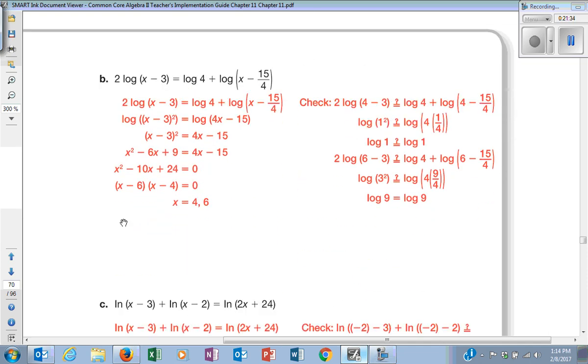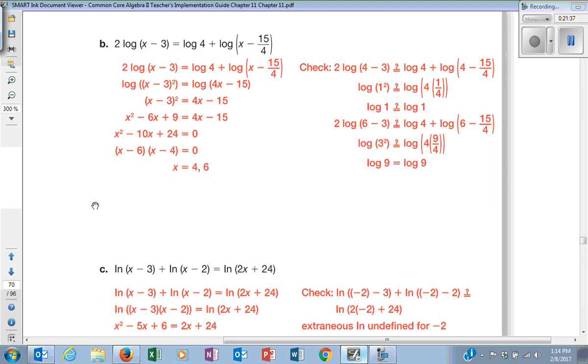Again, here's some more. You should just try to look through and see what they are doing to smash these guys together. Again, if we write it as one log, then once I get it written as one log, I can drop the logs. Then I can say this equals this.